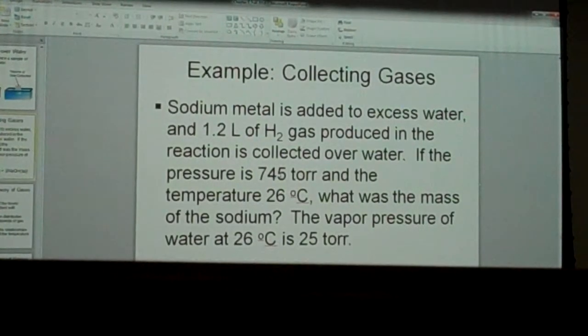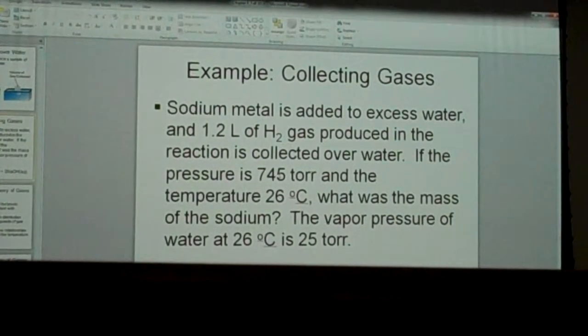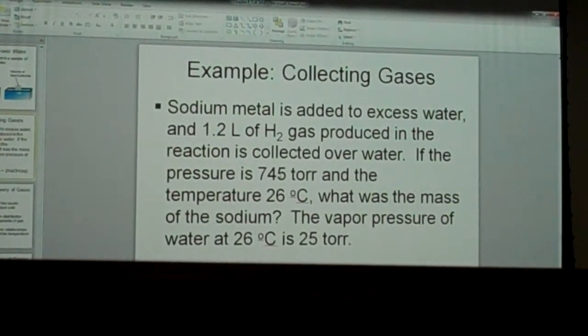764 is 1 atmosphere. Absolutely. If you're using the ideal gas equation, you have to have all your units in atmospheres, liters, Kelvin, and moles. They have to be.